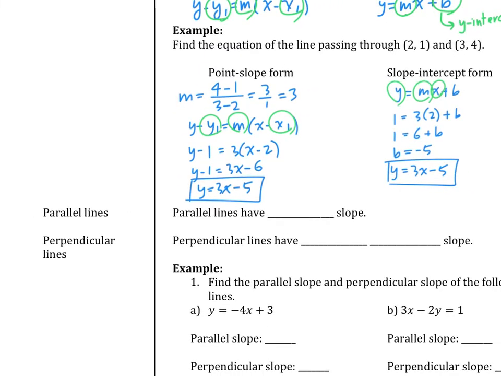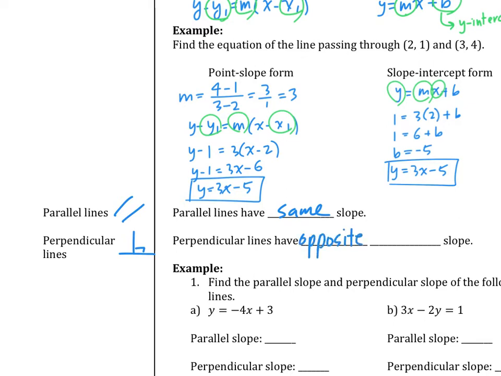All right, really quick review. Parallel lines. Parallel lines have what kind of slope? They have the same slope. And then perpendicular, so perpendicular versus parallel. Perpendicular lines have what kind of slope? Because of the 90 degrees, they have opposite.